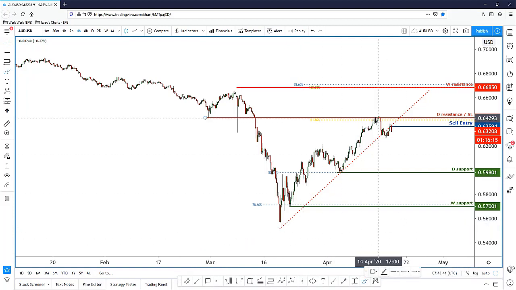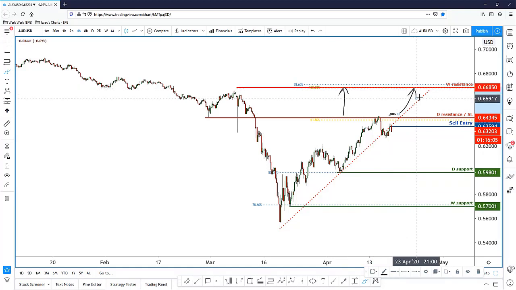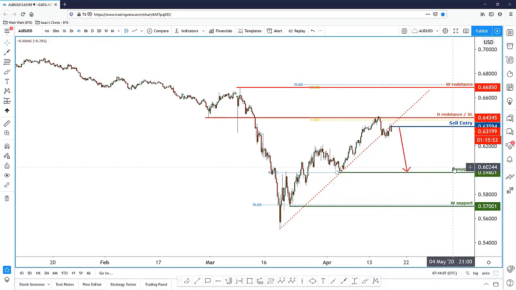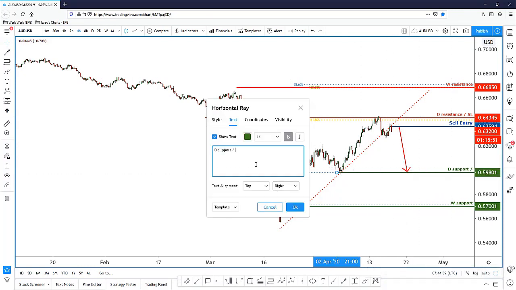Why I say my daily resistance is my stop loss? Because the distance to the weekly resistance is still quite huge. Should price close above the daily resistance, I will immediately go long and play for this target instead. So that's my alternative case. Otherwise, this is my sell entry. My stop loss is here. I will play a bearish drop down to my daily support. And my daily support will be my first TP number 1.